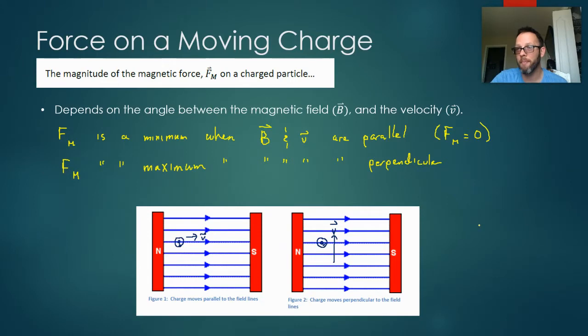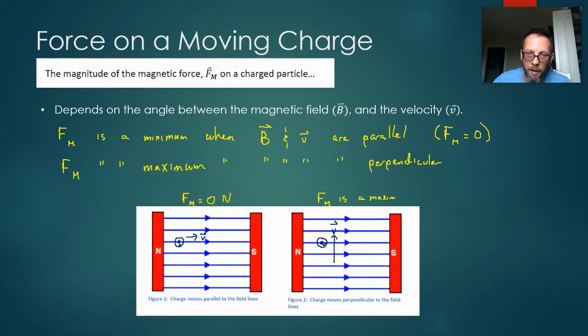So this Fm depends on 4 things. It depends on the magnetic field strength, the speed of the charged particle, its charge, and also the angle between B and V affects it too. So we're going to put all that together. So I might just add, just in this diagram, Fm would be 0 newtons. And I'm just going to put here, Fm is a maximum.